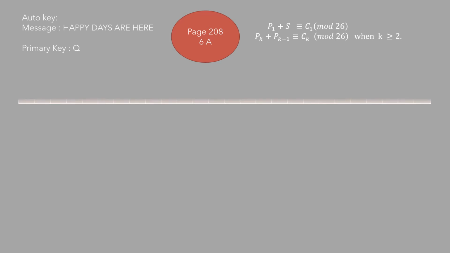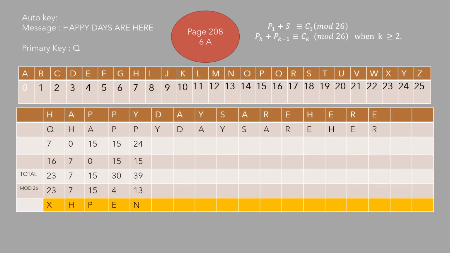The other example is from the textbook, say page 208. P1 plus S is congruent to C1 mod 26 and PK plus PK minus 1 is CK mod 26. The message is "happy days are here," priming key Q. So using the same way, we can find the modular arithmetic for this, the total values, and that happens.